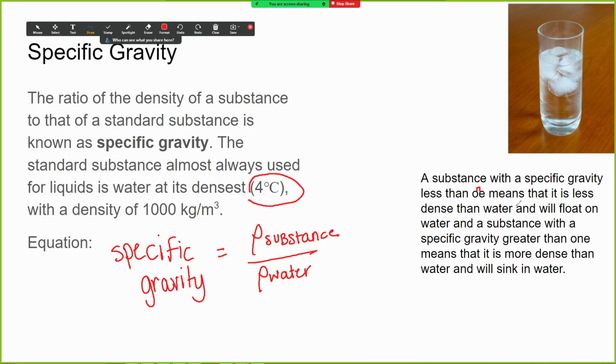And a substance that has a specific gravity greater than 1 is more dense than water and is going to sink in the water. So this is always going to be a ratio. Specific gravity does not have units. So if it's less than 1, it is less dense than water. Greater than 1, more dense than water.